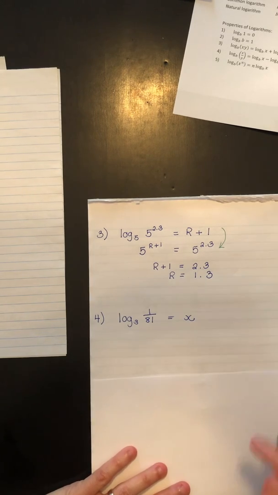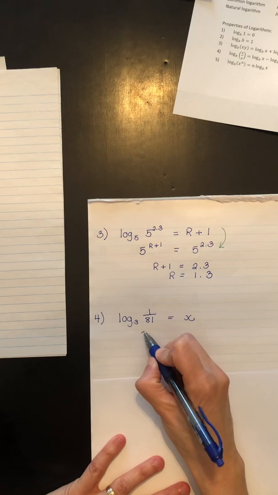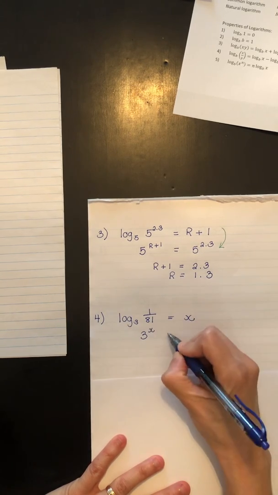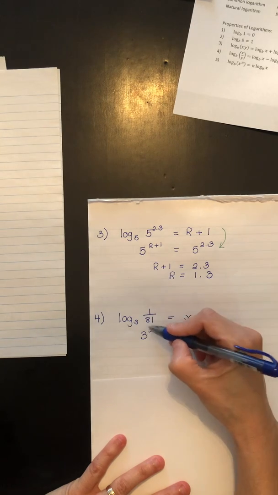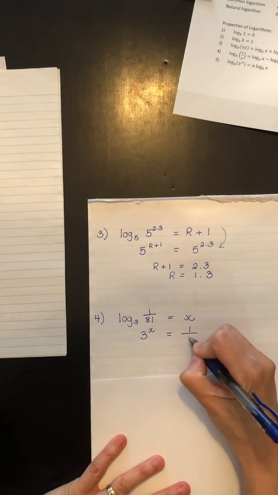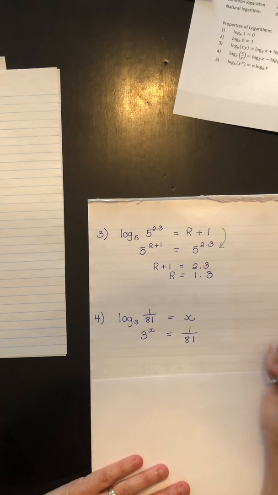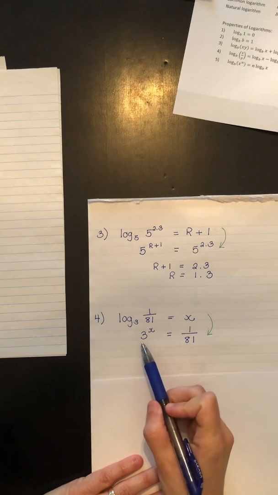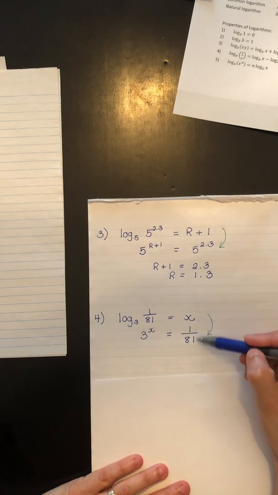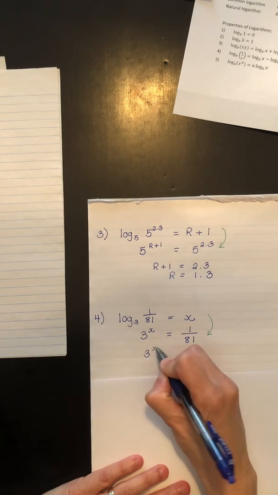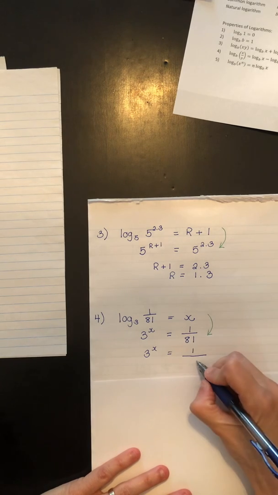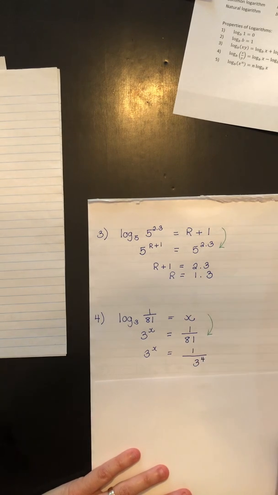Question 4. Start with the base. The base is 3. What is the exponent? It is x. We set that equal to the argument, 1/81. Here we have a base of 3. Can we write this number with base 3? You may recognize that 81 is 3 to the power of 4.